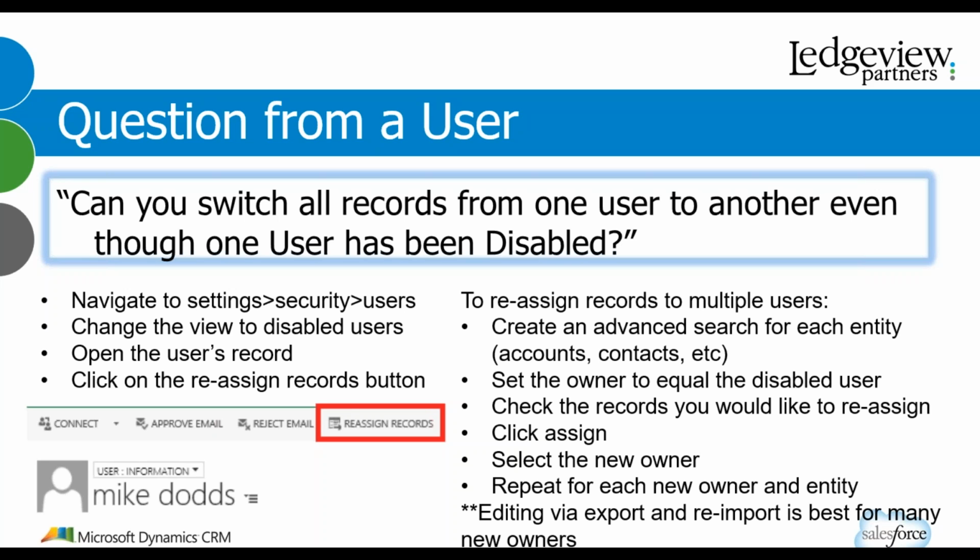Then run the Advanced Find. Check the records you want to assign to a different user. There's going to be an Assign button up top. Click Assign, select the new owner. It's going to go to them automatically. Just repeat this for each new owner and repeat for each entity. There is another way to do this. You can edit it via an export and re-import. If there's a lot of different owners you're putting this to, like 5+ instead of 1, 2 or 3, you might want to set that Advanced Find, export the information, and only have the record name and the owner. Change the owner and then re-import those records. That'll be a really fast way of changing them as well.